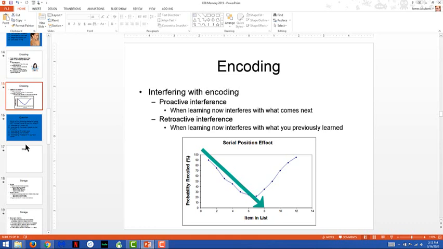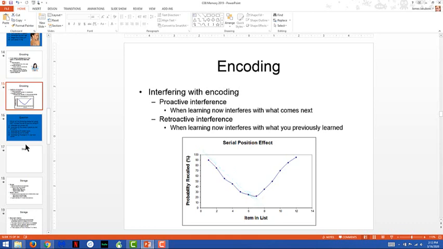And that's proactive interference because each item interferes with the thing that comes next. So the first item interferes with the second, but then the third item in the list is going to be interfered with by the first two. The fourth item in the list is going to be interfered with by the first three, and so forth, which will continue to degrade your ability to remember.